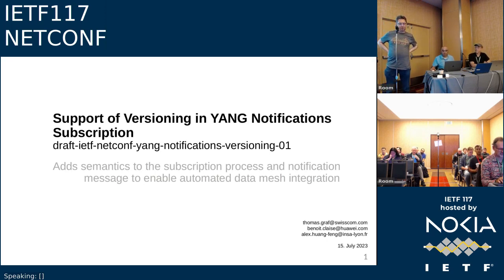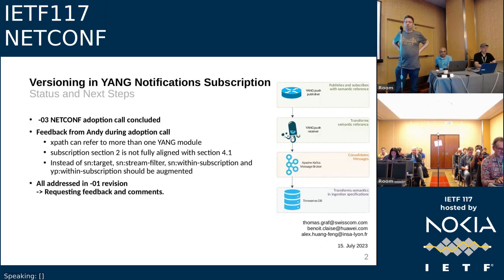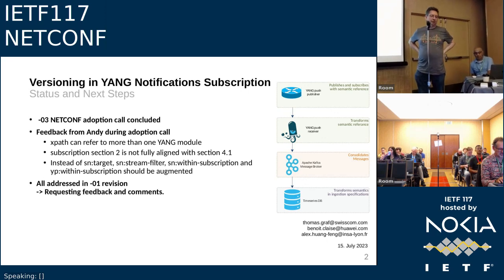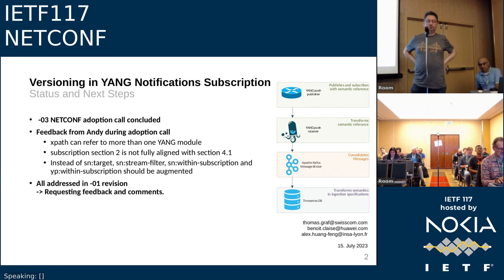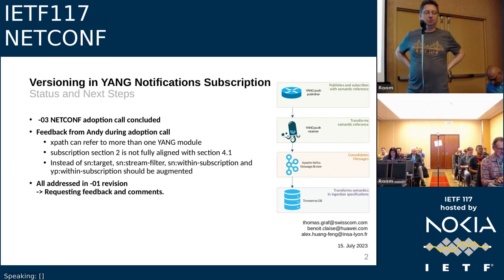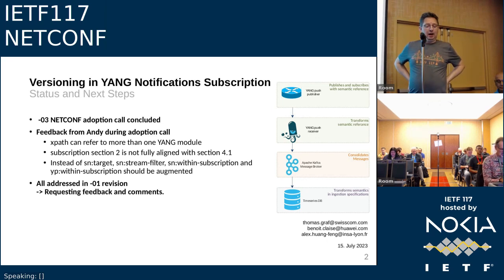Hello, everybody. On behalf of the authors, some updates on the versioning in the Yang notification subscription. Next slide, please. So the document was adopted in NetConf with the 0.3 version. We got during the adoption call some updates from Andy Biermann regarding that one XPath can actually refer to multiple Yang models, and also some inconsistency between section 2 and section 4.1. Both of them were addressed in the latest revision, and also some comments on where the additional leaf is being augmented, which I'm describing in the next slide.